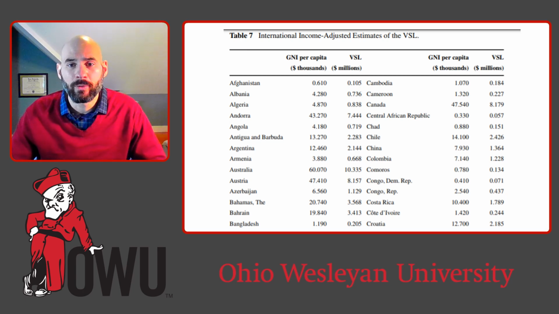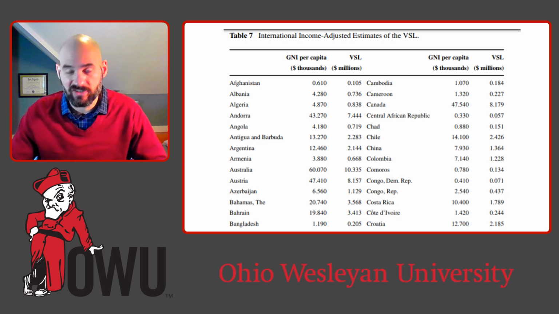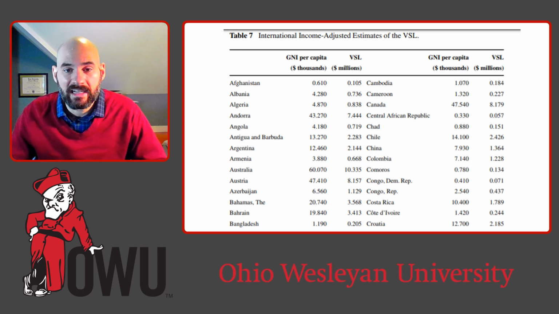And in this table, the authors compare GNI per capita, so gross national income per person, basically what the average income is of the population of different countries, to the value of statistical life calculated for those countries. For example, in Austria, the national income per person, the average income, is over $47,000, and the value of statistical life then is over $8 million.